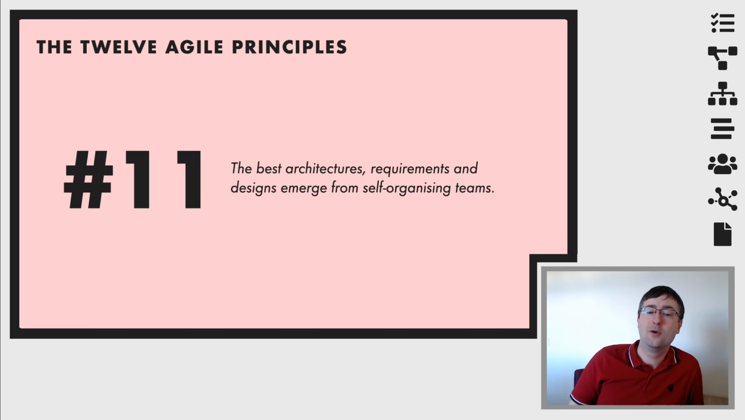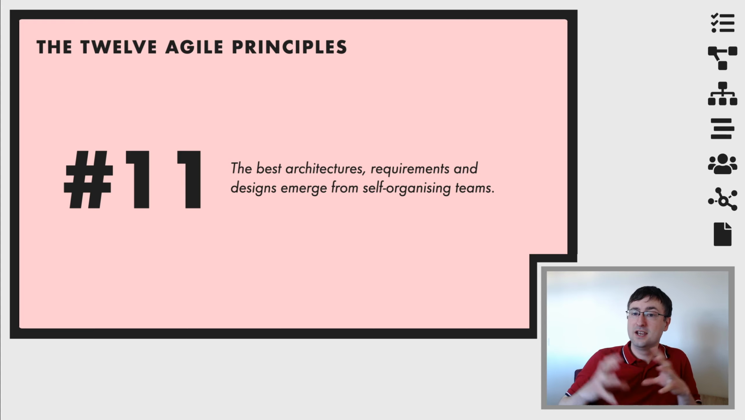Number 11. Okay, the best architectures, requirements, and designs emerge from self-organizing teams. The idea here is that you want the team itself, the people that you're working with, to actually be organizing who's doing what within the team. Don't initially set out to say, right, you're the front-end person, you're the back-end person, you're the database person, okay? Let the team organize this themselves. And if one person thinks, actually, I think I'm better suited to doing this particular role, go for it, okay? The team know what the right approach to take is.